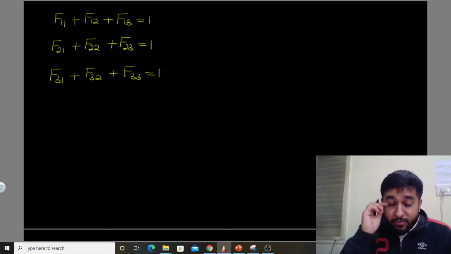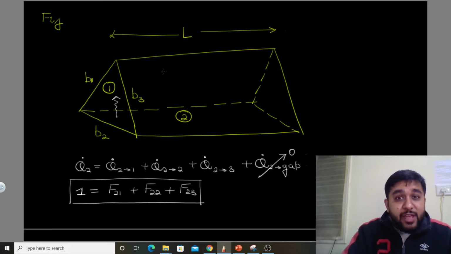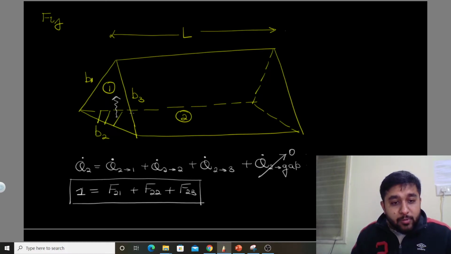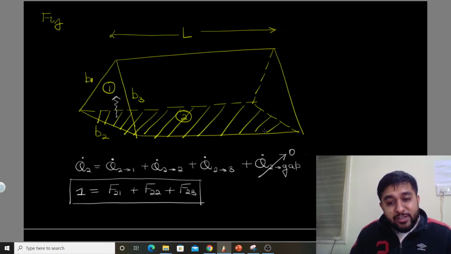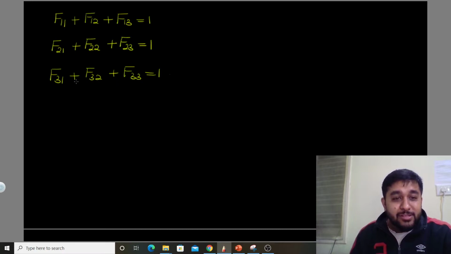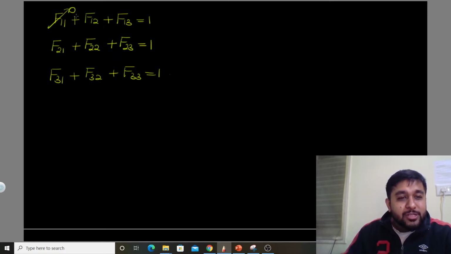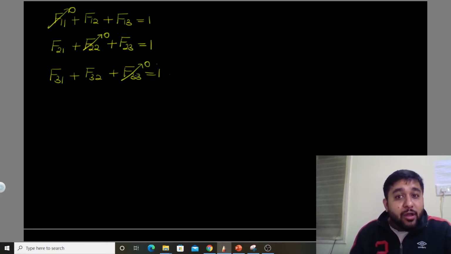Now, we are very lucky that the three surfaces we are talking about are rectangular surfaces, isn't it? They are planar surfaces. Check any surface. Surface 2 is a rectangular surface, B2 into L. So for planar surfaces, energy falling on themselves directly is 0. So F11 is going to be 0, F22 is going to be 0, F33 is going to be 0. For a planar or convex surface, energy falling on itself directly is 0.